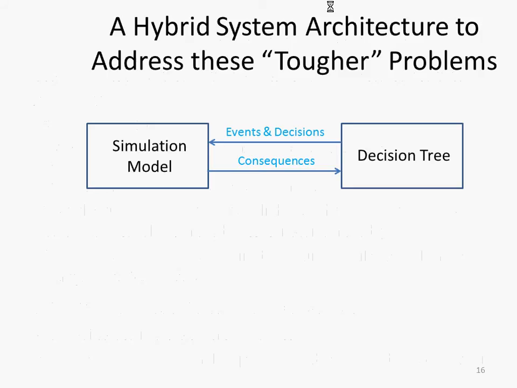So we're going to use this thing called a decision tree. The basic deal is that the simulation model's responsibility is going to be computing consequences. So you tell it, these temperatures will happen at these times, these decisions will be made at these times, and it will spit out for you what the consequences of that are.